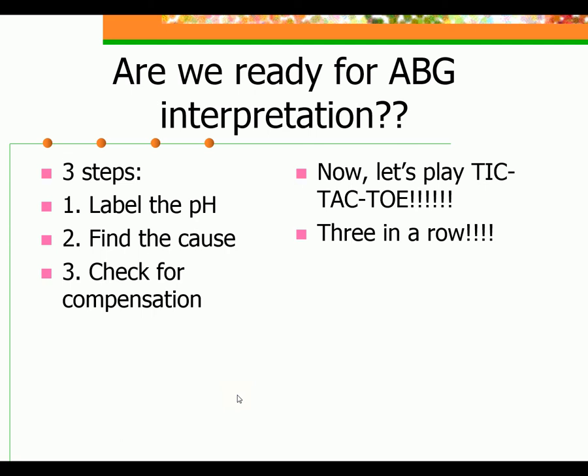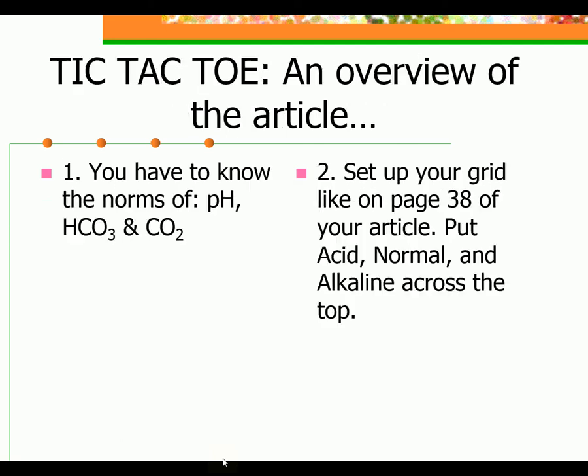Number 2 is always find the cause. Well, it only has 2 culprits. It's got to be metabolic or it's got to be respiratory. If it's respiratory, something's wrong with the lungs. If it's metabolic, something's wrong with the kidneys, right? And the third step, which is a little bit harder, is check for compensation. Is the system that's not broke kicking in to help the system that is broke? And the best way that I have learned to do that is to play tic-tac-toe 3 in a row.